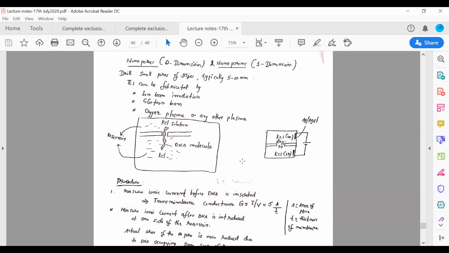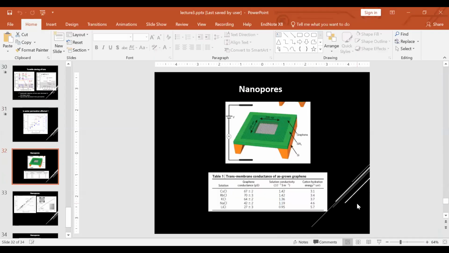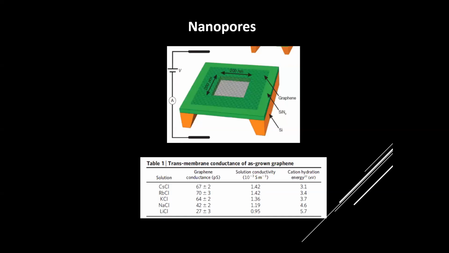I hope you understand what a nanopore is. Maybe I can just show you what it looks like. So do you see this? Can you see this slide? Yes, sir.